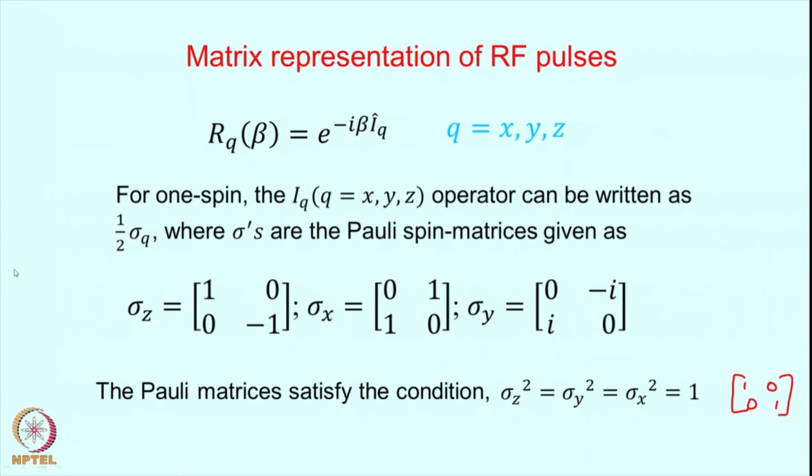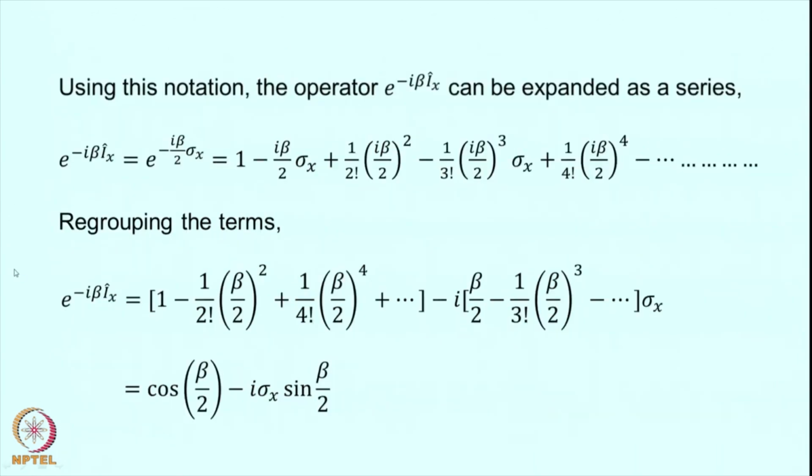Okay. So this will be useful for us to calculate the matrix representations of the individual operators. So here I expand this exponential function as a series. This is a typical expansion of the exponential function e to the minus i beta Ix. I write it as e to the minus i beta by 2 sigma x. So Ix is half sigma x, and you write it as a series: 1 minus i beta by 2 sigma x.